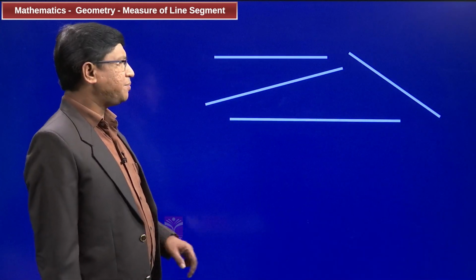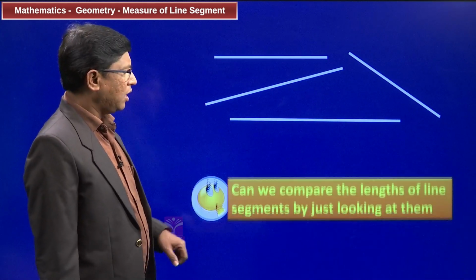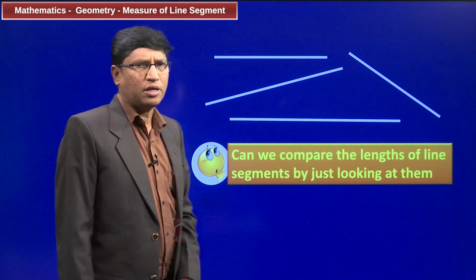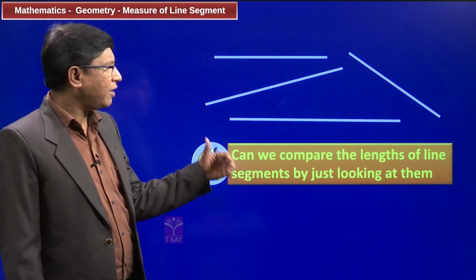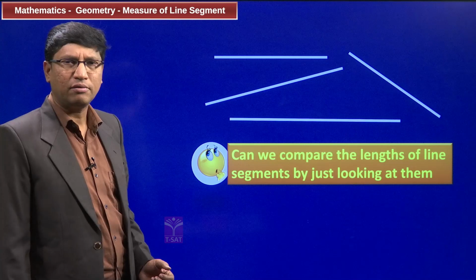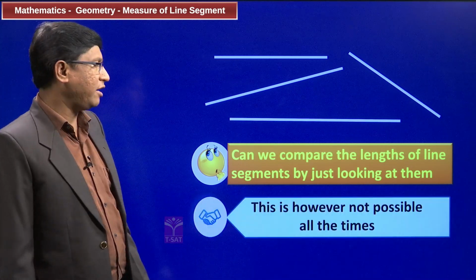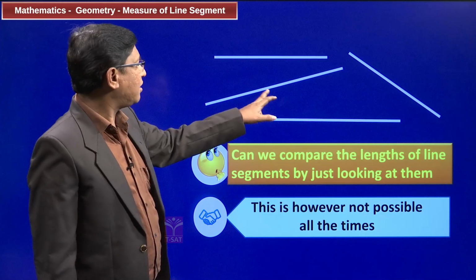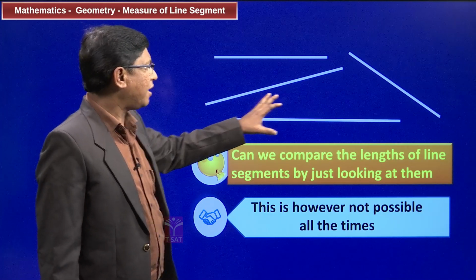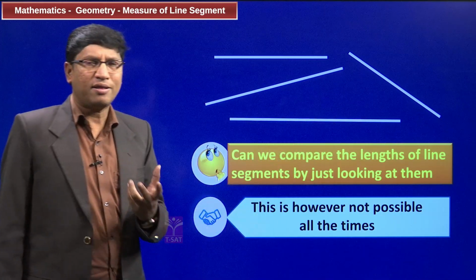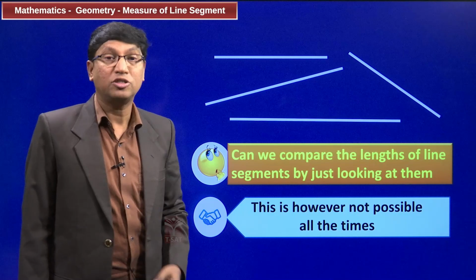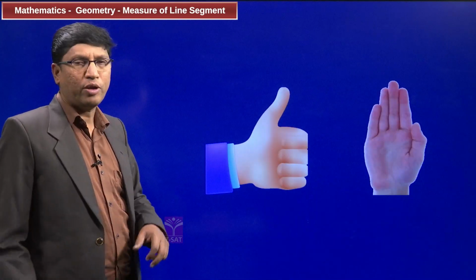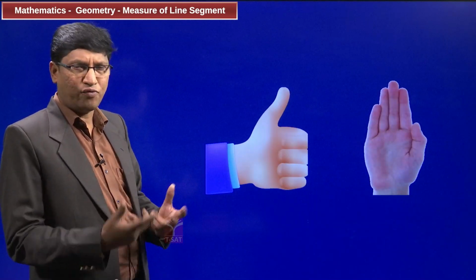Now consider the line segments shown on your screen. Just looking at those line segments, can you compare the lengths of these line segments? No, it is not possible, right? Not possible all the time, because if you see this one and this one, you can say this is smaller and this is bigger. But when you compare these three, you can't exactly judge which is greater and which is smaller. What we are going to do now is find out exactly how to find the length.